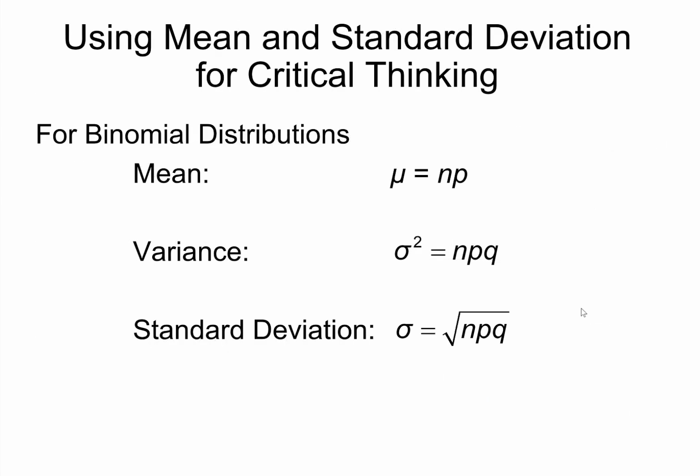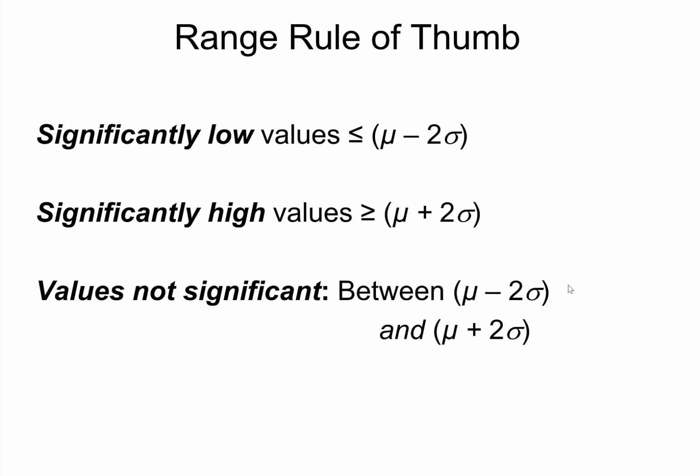And we can use the binomial distribution to find the mean and the variance and the standard deviation, and these are quite easy to do. These we will do by hand. The mean of a binomial is simply the number of trials times the probability of success. The variance is npq, and then the standard deviation is simply the square root of the variance. And going back to our range rule of thumb, significantly low values are going to be 2 standard deviations below the mean. Significantly high are 2 standard deviations or more above the mean.